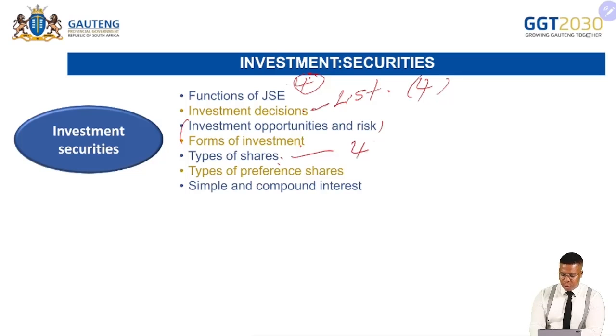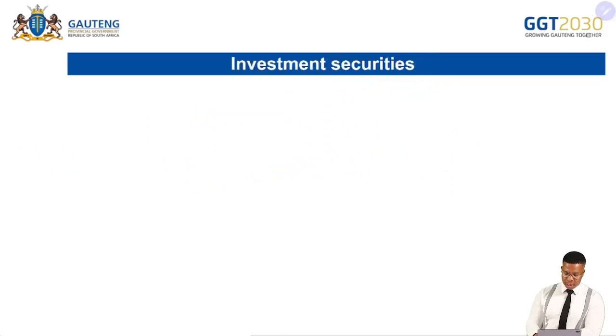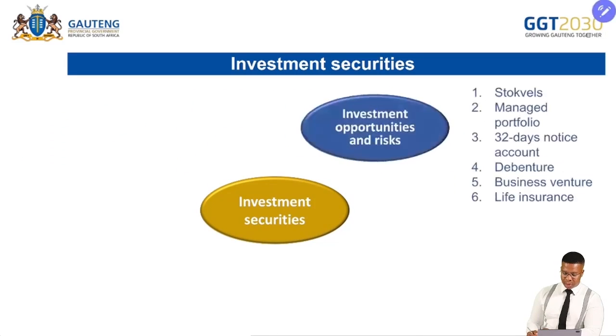Remember that you have 4 types of shares, and you should be able to explain these types of shares. And then types of preference shares, you also have 8 of those, and you should be able to explain and identify them from either a scenario or a statement. And then simple and compound, keep in mind that when you are writing paper 2, it's important that you bring your calculator with you. And then let us look into critical aspects of your investment security.